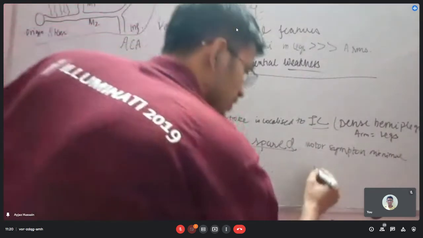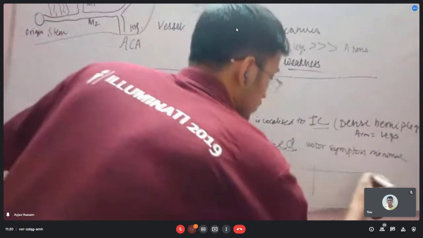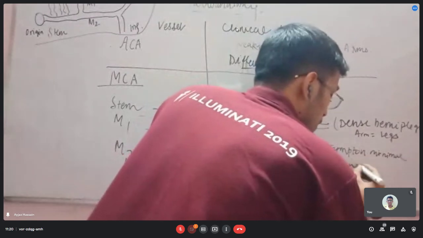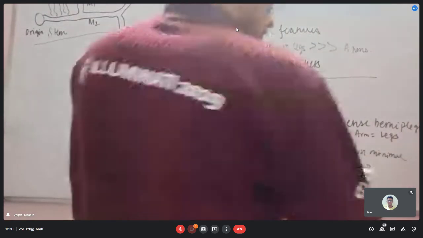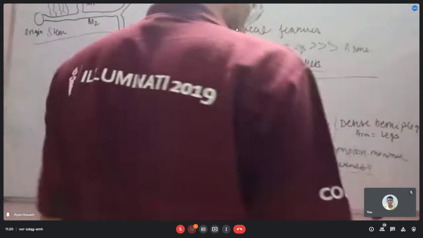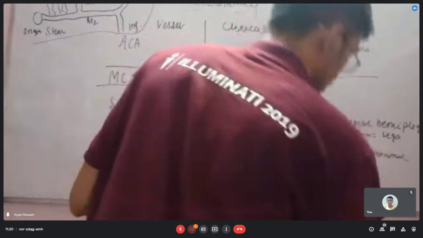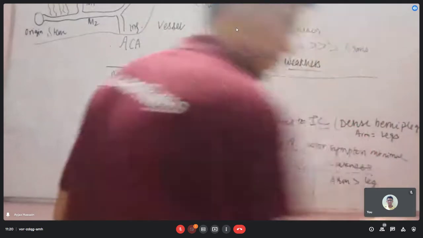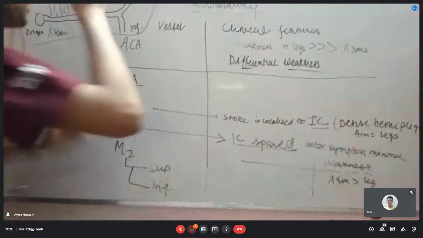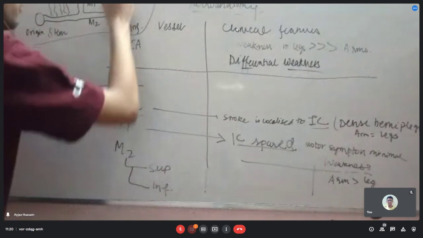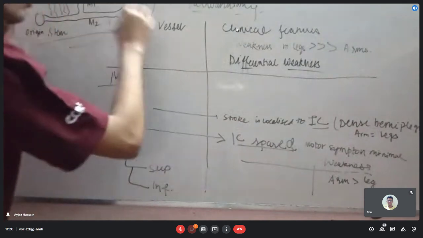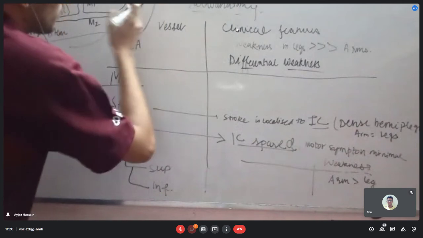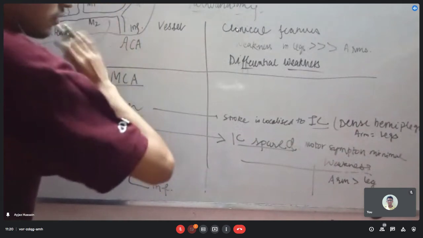Now, in the superior division and inferior division, remember, when you talk about weakness, when the superior division is involved, the weakness will be more in the arm than in the leg. That has to be because this artery, from here, has crossed the brain matter and come out on the lateral surface of the brain. The superior artery will go and supply the superior part of the lateral surface of brain.